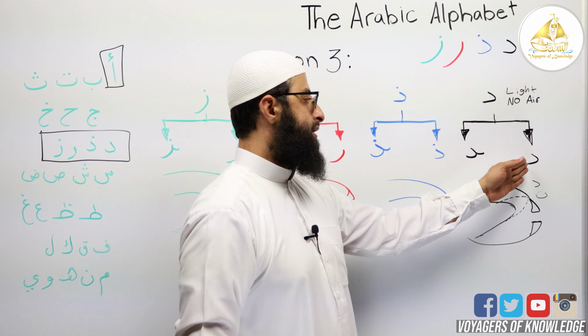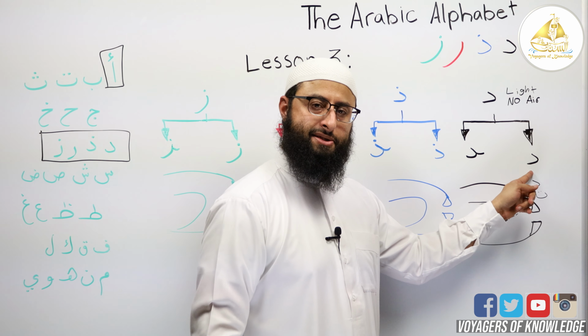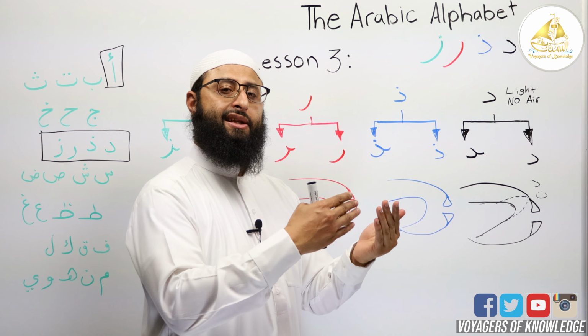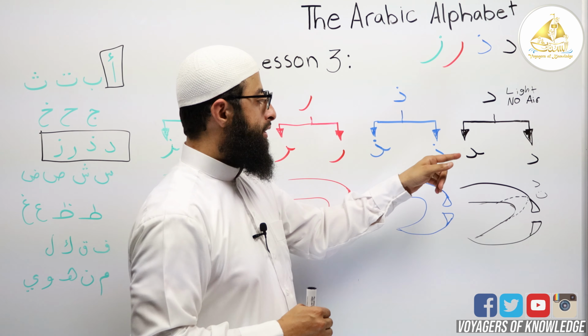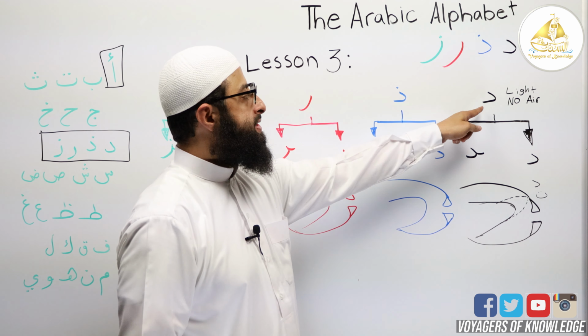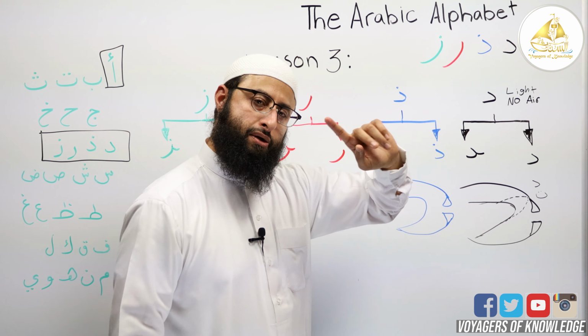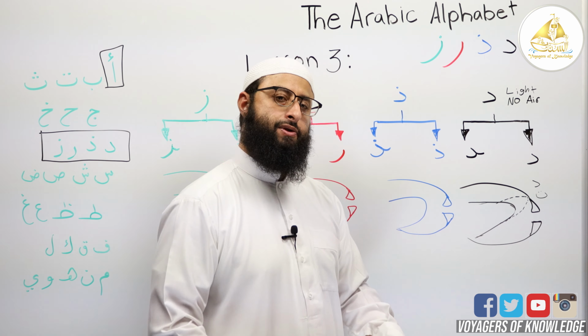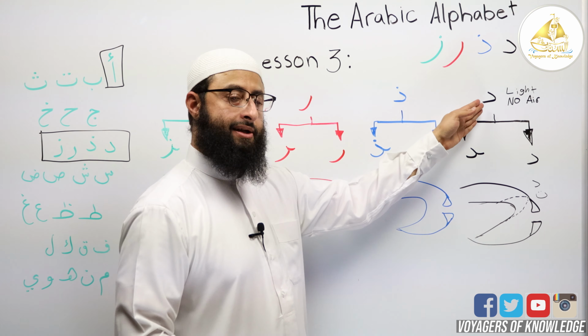So how does a dal look when it comes at the beginning? Just like this, right? How does the dal look when it's at the end of the letter? It's going to look like that with the little extension. And notice that dal has what? No dots.